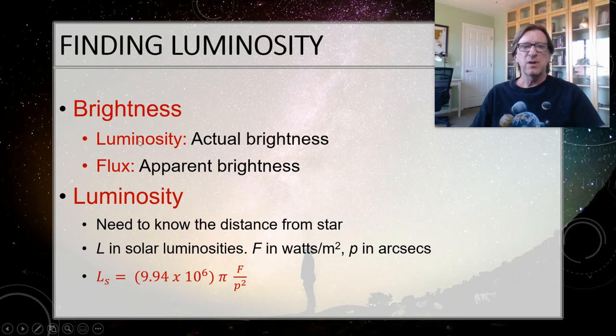All right, so luminosity then is the actual brightness. It's how bright it really is. Flux is how bright it seems to my eye, how bright it seems here at Earth. In order to get the luminosity, I can only measure the flux, so I need to know the distance from the star. L, the luminosity, is measured in solar luminosities. F, the flux, is measured in watts per square meter, and the parallax, of course, is measured in arc seconds.